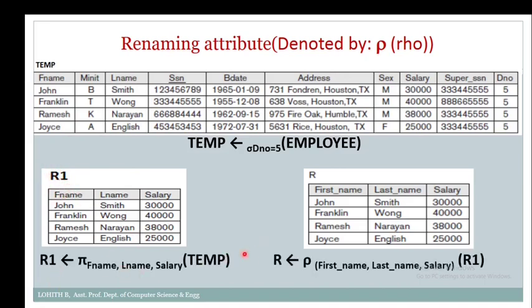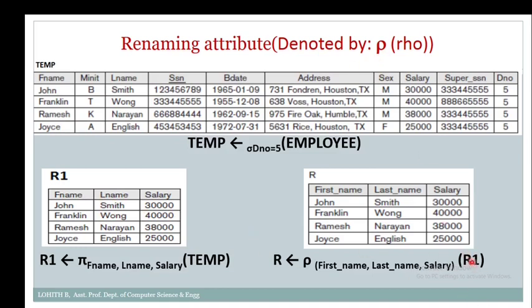Yes, I've done it. You see, from the temp I just retrieved first name, last name, salary and named it as temp. But now, instead of f name, I want to rename this f name as first name, and I want to rename this l name as last name. So that could be done by making use of a notation called rho.